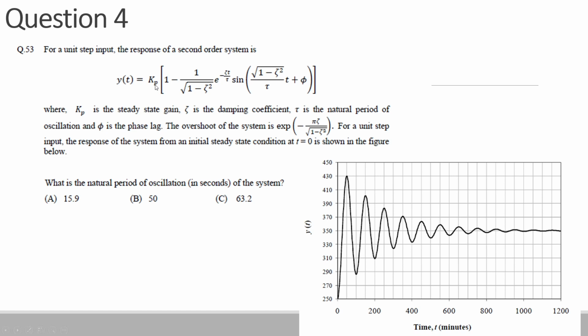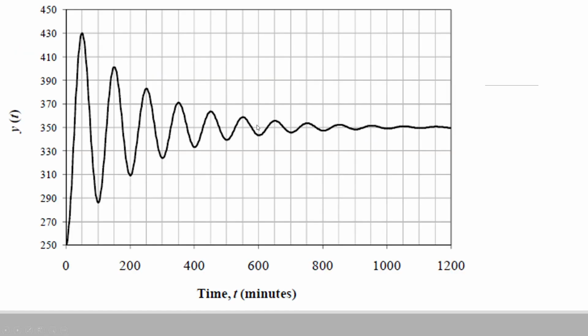So the response corresponding to these equations is shown in the plot, and we have to find the natural period of oscillations of the system. So basically we have to find the time period of oscillations in this case using the given plot and whatever formula we have. Again, you can try solving this. I will discuss the solution later.